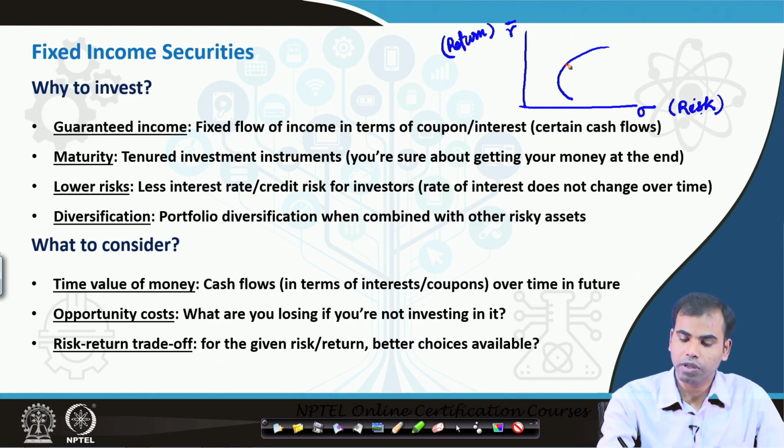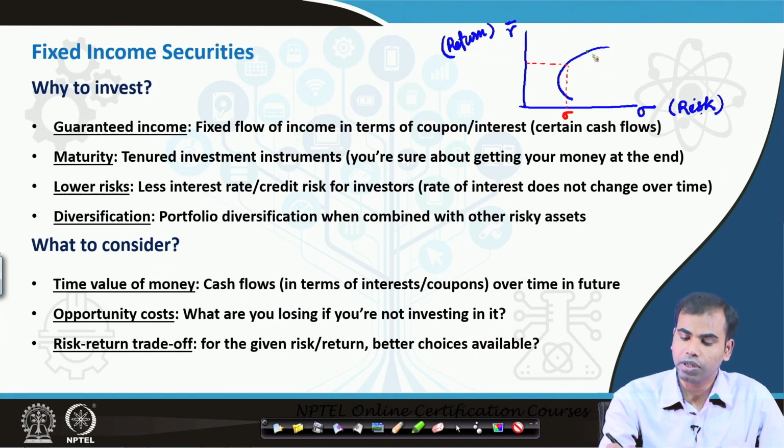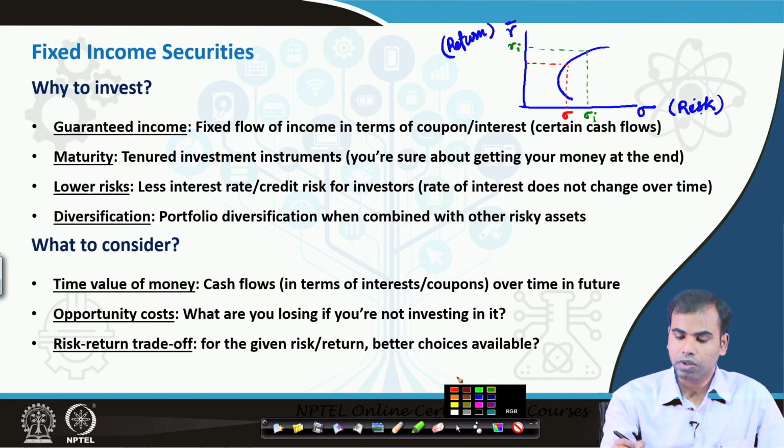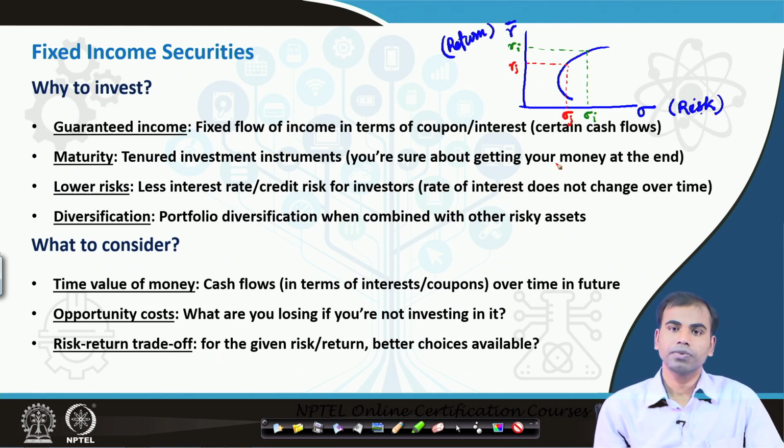For example, this particular point on this risk frontier is a combination of this risk and this much of return. Similarly, if you try to find a point on the frontier here, this carries this amount of risk and this amount of return. So, basically when you are moving along this risk return frontier, you are trying to get the best possible combination of risk and return in the market.